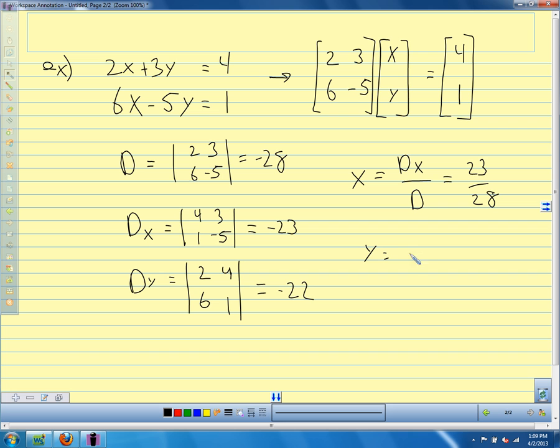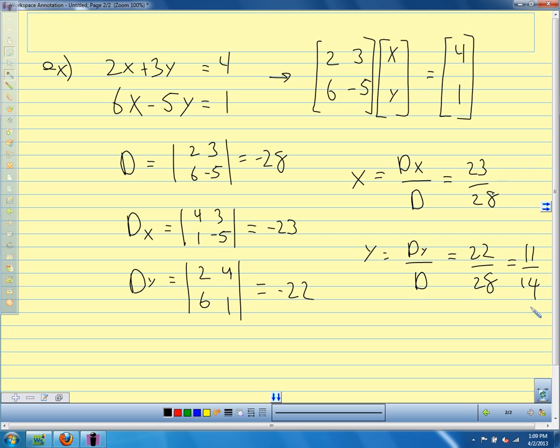And y is d sub y over d, which is 22/28, which I can reduce to 11/14. And there's my solution. Calculated 3 determinants, divided twice, and I'm set. So the negatives just go away. Well, I'm dividing a negative by a negative, so we get a positive. All of these were negative, so we end up with a positive answer.